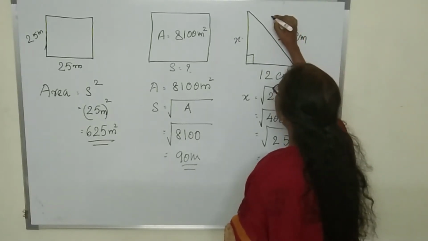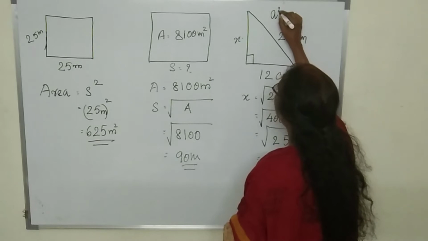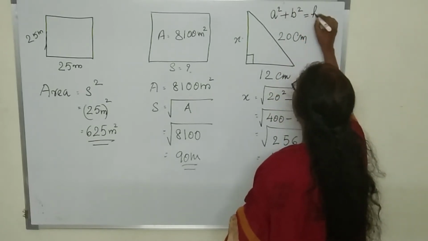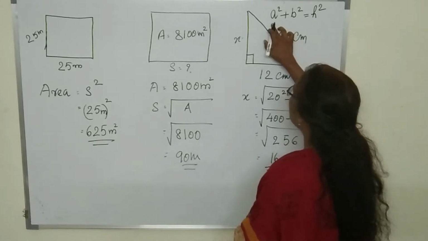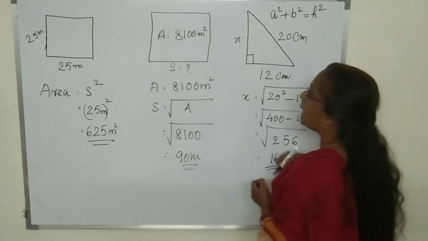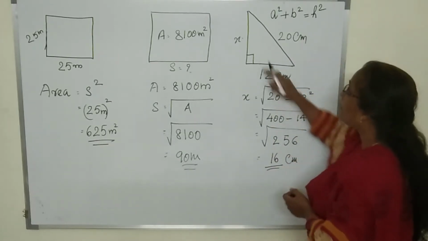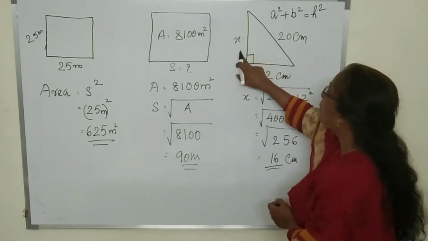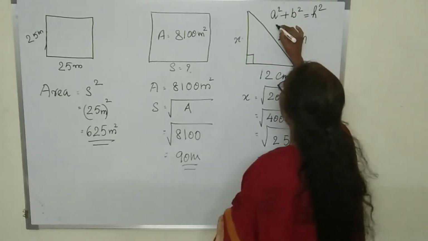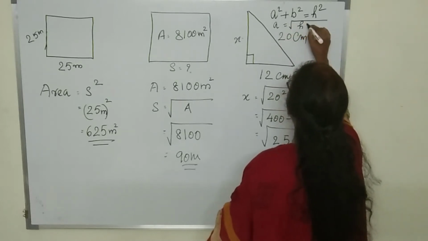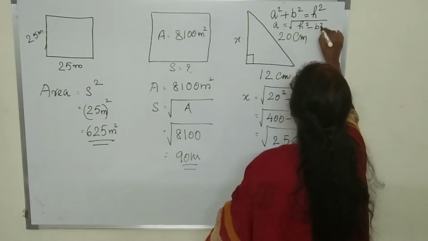Pythagoras theorem states that a square plus b square is equal to h square. That is, altitude square plus base square is equal to hypotenuse square. Now from that, if any side you have to find out, if you have to find the altitude a, that is equal to square root of h square minus b square.